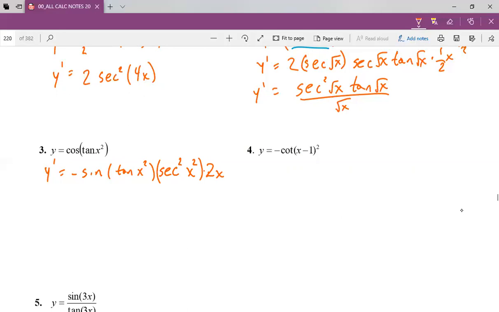We should probably rewrite this a little bit. And we have negative 2x. It's going to be written up front. We have sine of tan x squared. That is a separate factor from this secant squared of x.